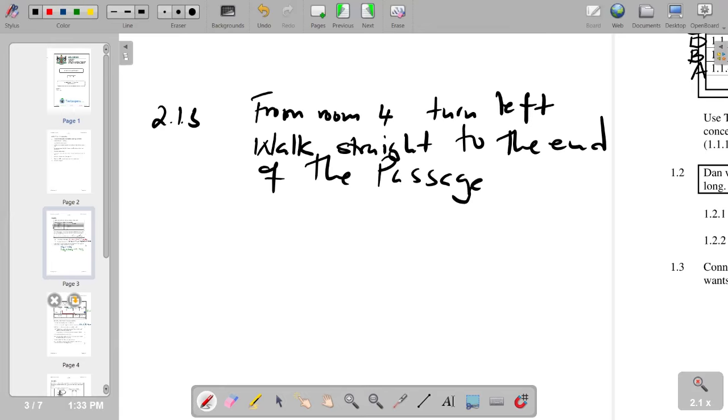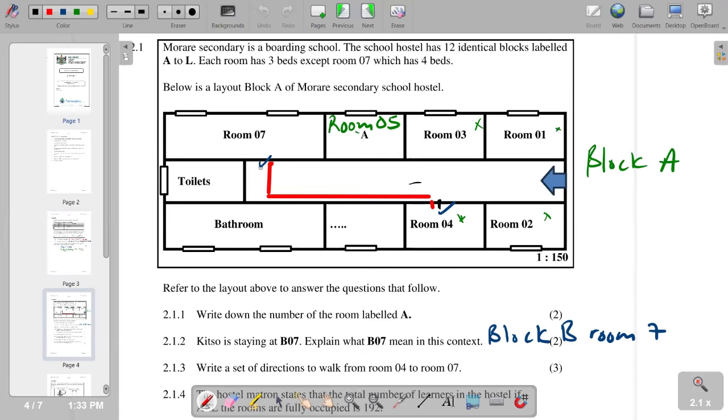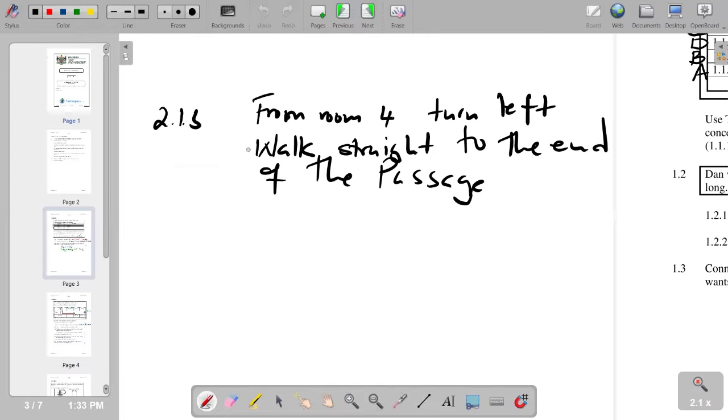So when you're at the end of the passage, that's when you have to turn right. So you enter the room on the right hand side. So this is room 07, which is on the right hand side. So these are the points that we have.